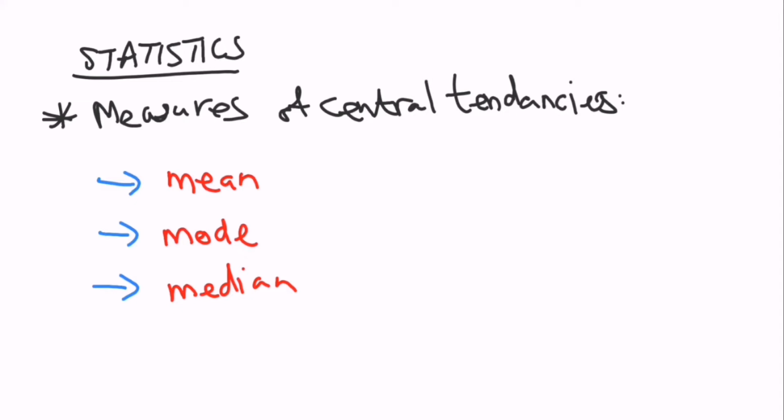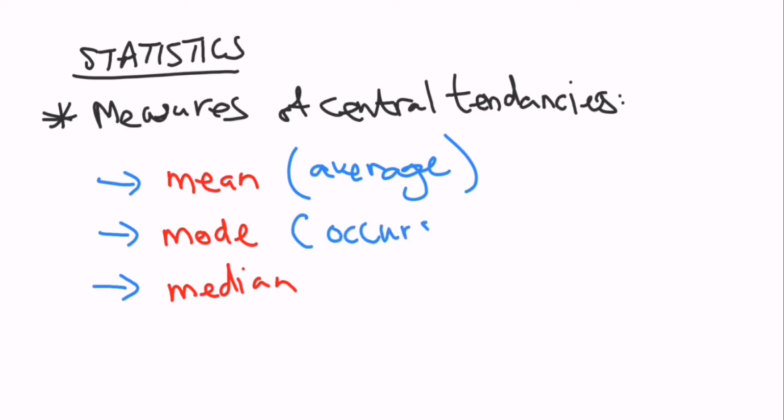Okay. The nice thing about these words is they're easy to remember, mean, mode, and median, and also easy to understand. So mean is simply just another way of saying the average. And we can work out an average by adding everything up and dividing it by the number of terms. The mode is simply the number that occurs the most.